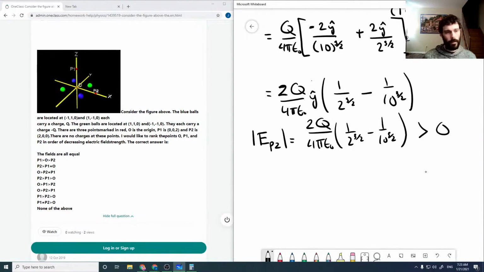So then in order of decreasing, it would be P2 is greater than P1, which is equal to our origin. So that's the one we're looking for.